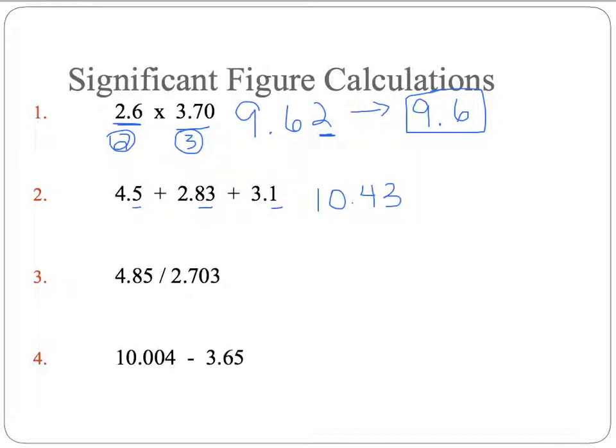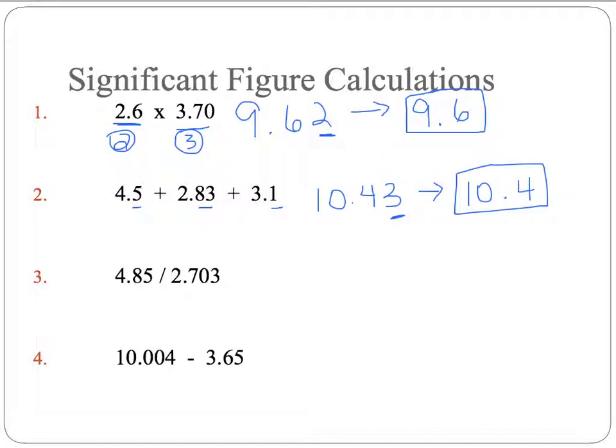In 4.5, there's 1 decimal place. In 2.83, there are 2 decimal places. In 3.1, there's 1 decimal place again. So here, my least number of decimal places is 1. So I need to round this number. I need the 10, and then my decimal, and I need 1 place after it. This 3 tells me that I'm not going to round up. So my answer is 10.4.